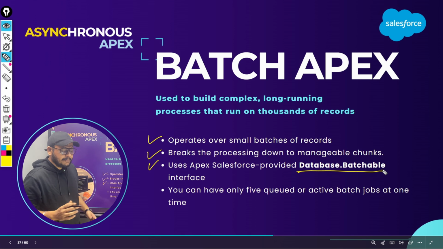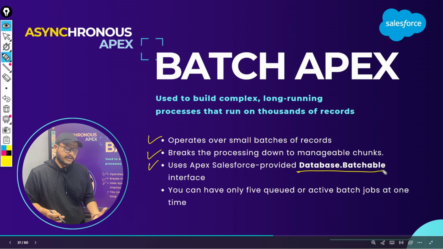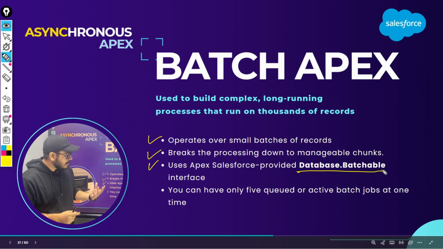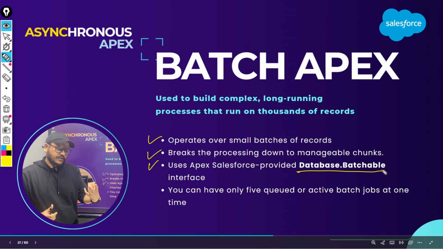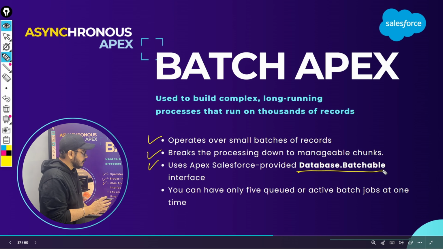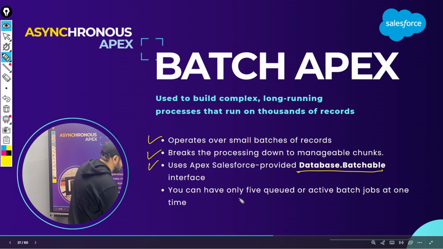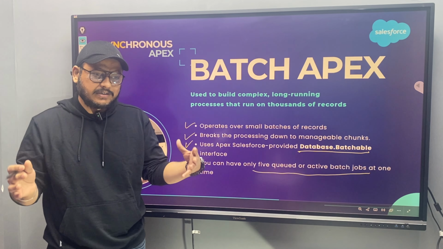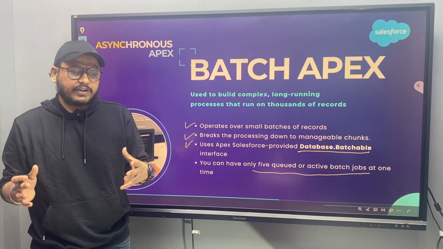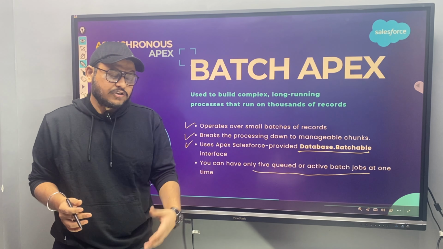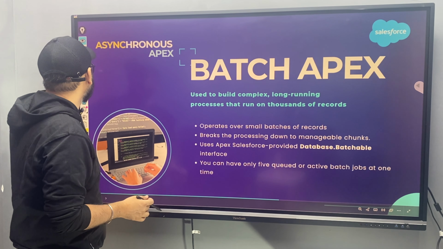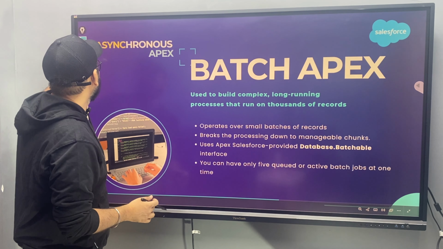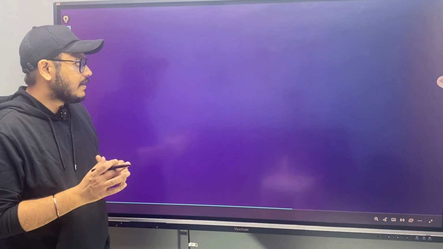So pretty much similar to other asynchronous Apex, like we have seen the queueable and schedulable, batch Apex uses the Database.Batchable interface. That is the interface which is implemented to define batch Apex. And yes, you can have only 5 queued or active batch jobs at one point of time. Because batch Apex is handling big chunks of data, Salesforce has a limit on how many batch jobs can be running concurrently, and that is 5. All right, so that's about understanding what batch Apex is.